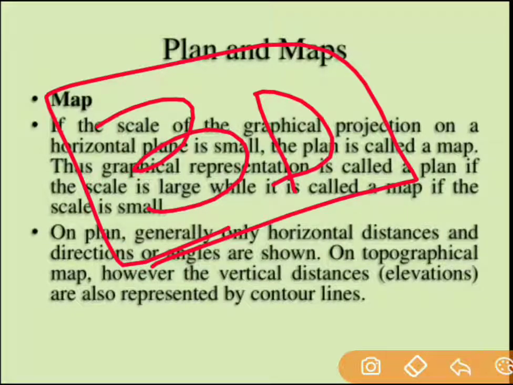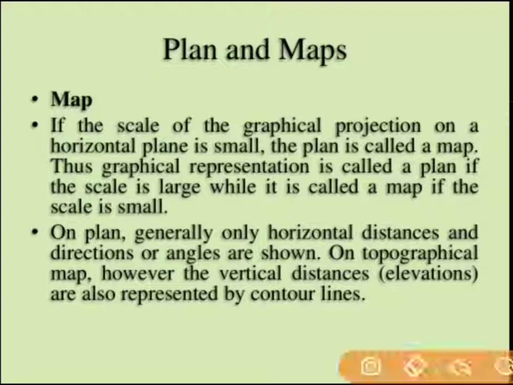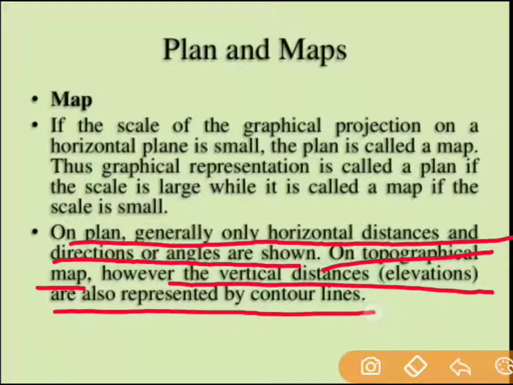Horizontal and vertical. Horizontal means like L, B, and h means vertical distances. Vertical distances are shown on the paper or in the map by contour lines. On a plan, generally only horizontal distances and directions or angles are shown. On a topographical map, however, the vertical distances, elevations, are represented by contour lines. That is the map.